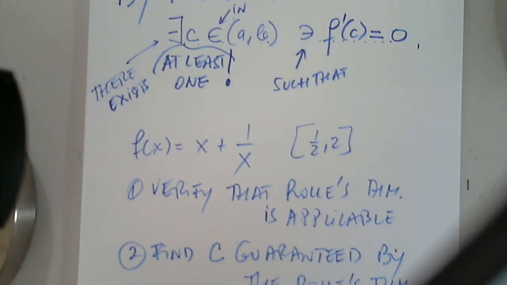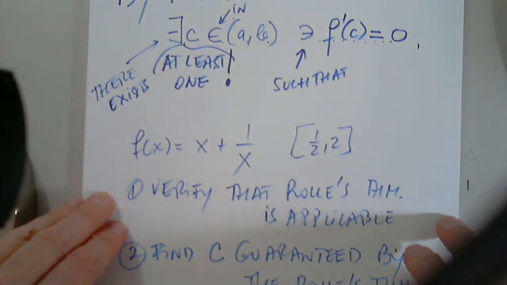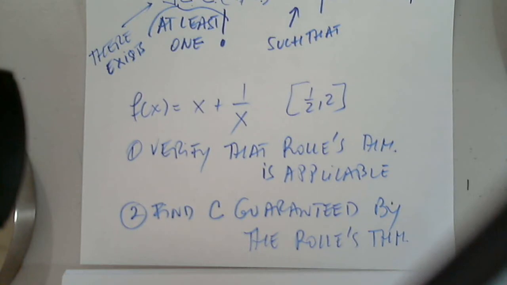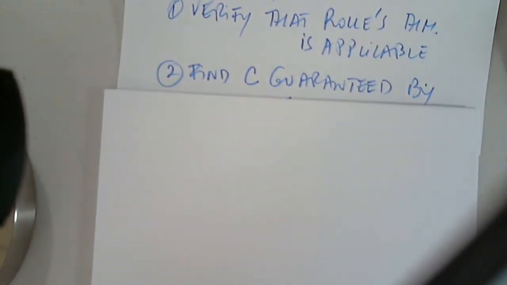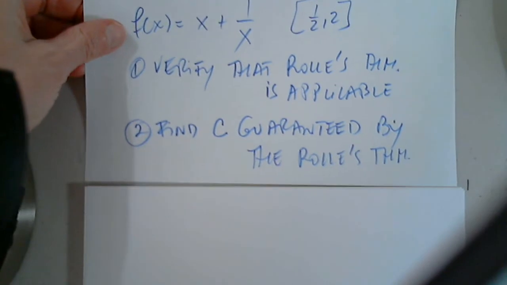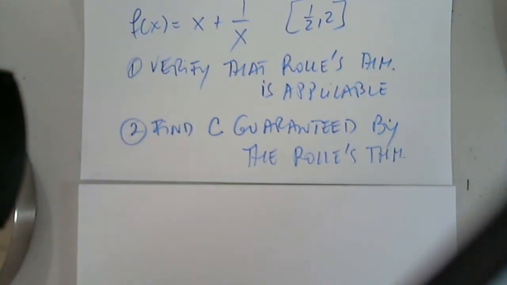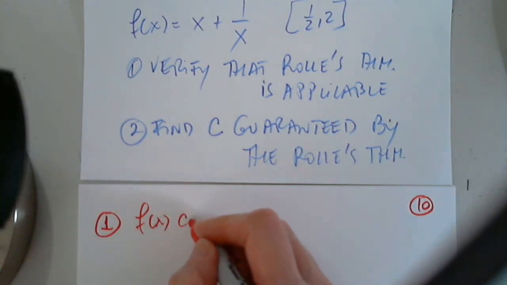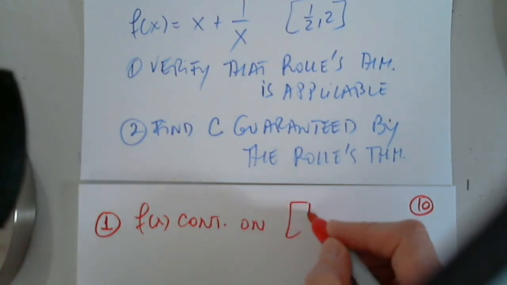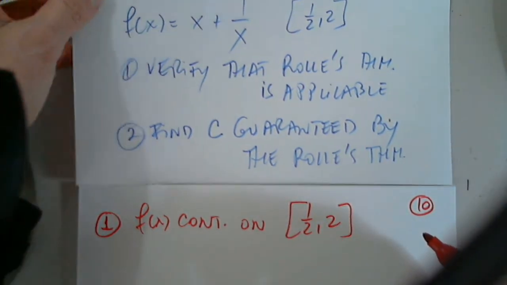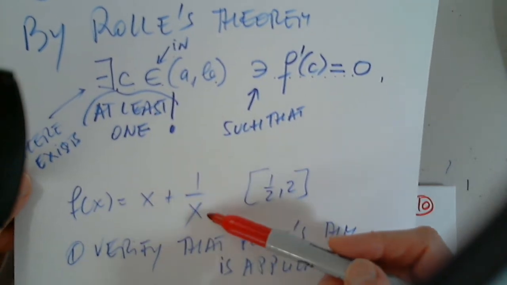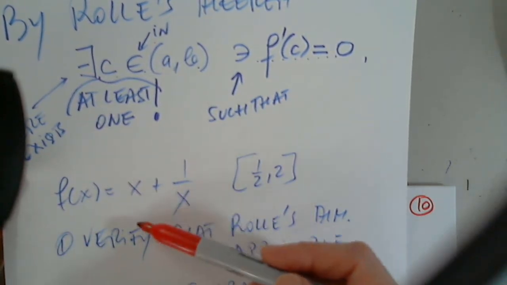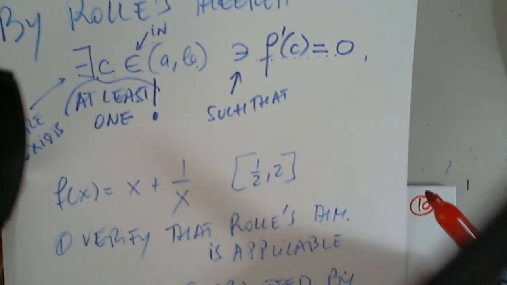Okay. So first of all, I have three hypotheses to verify. One of them I have to explain why this function is continuous, if it is continuous on the given interval. So number 1, f of x continuous on 1/2, 2. So this is continuous everywhere, and this is not continuous at 0, but 0 is not here. So as a sum of two continuous functions, the function is continuous on 1/2, 2.